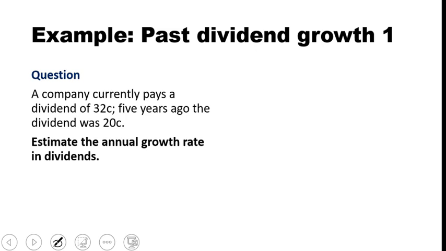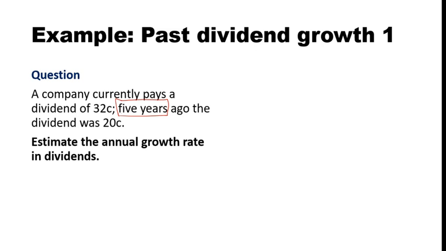Let's look at this example. A company currently pays a dividend of 32 cents. 5 years ago, the dividend was 20 cents. Estimate the annual growth rate in dividends. Now, in this case, this question is simplified. The examiner would have done it for us in determining the number of years. You will discover that there is still a challenge on establishing the number of years, as you will see in the coming example.